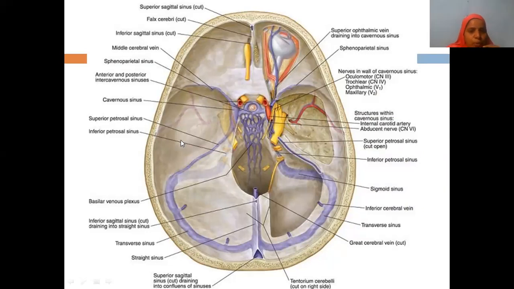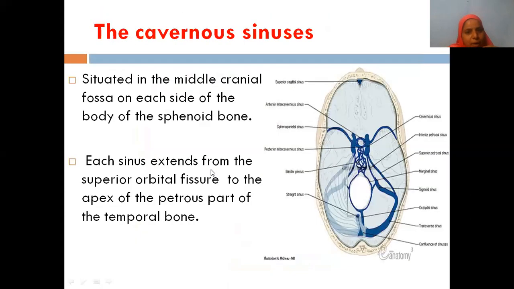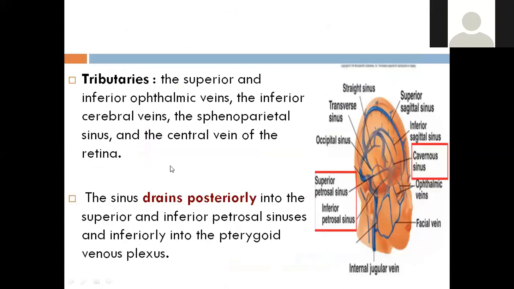The outgoing channels consist of the superior petrosal sinus, inferior petrosal sinus, then sigmoid sinus, which will drain into the internal jugular vein. With this concept, if you read, you will understand the tributaries. Suppose this is our cavernous sinus. It is receiving the superior ophthalmic vein, inferior ophthalmic vein, and the veins from the brain also, like the inferior cerebral vein, sphenoparietal sinus, and central vein of retina. The sinus drains posteriorly. Where is it going into?